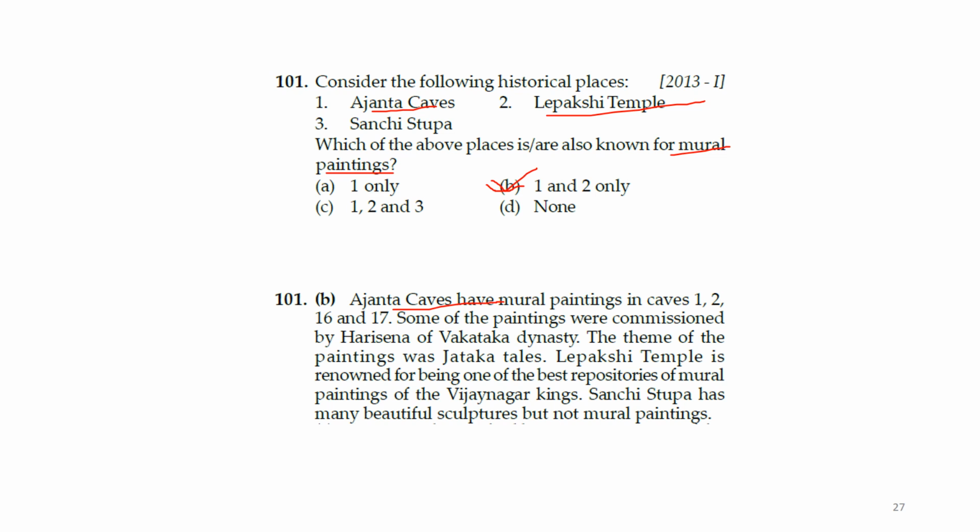Ajanta Caves have mural paintings in caves 1, 2, 16 and 17. Some of these paintings were commissioned by the Harisena and Vakataka dynasty. The theme of the paintings was Jataka tales. The Lepakshi temple is renowned for being one of the best repositories of mural paintings of the Vijayanagar kings. Sanchi has many beautiful sculptures but not mural paintings. So this was a little explanation of these. The Ajanta Caves and Lepakshi Temple contain mural paintings. Please remember this.